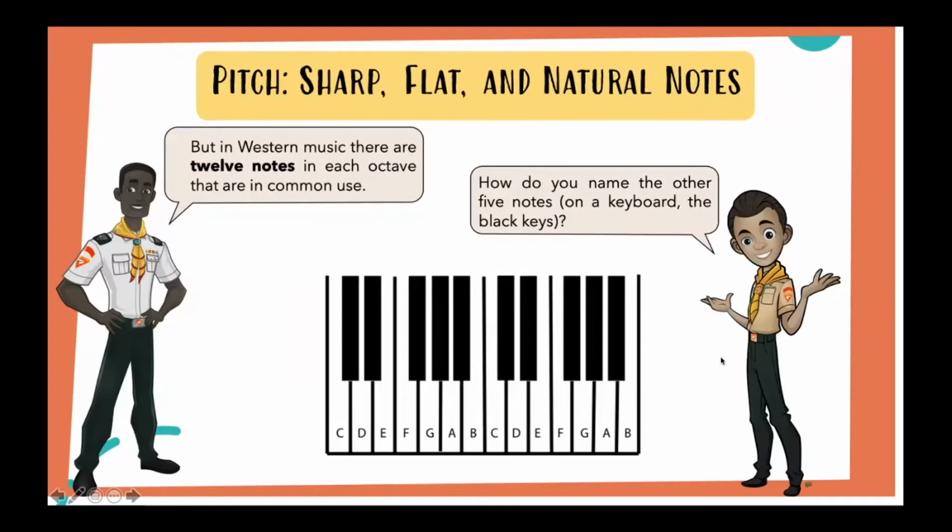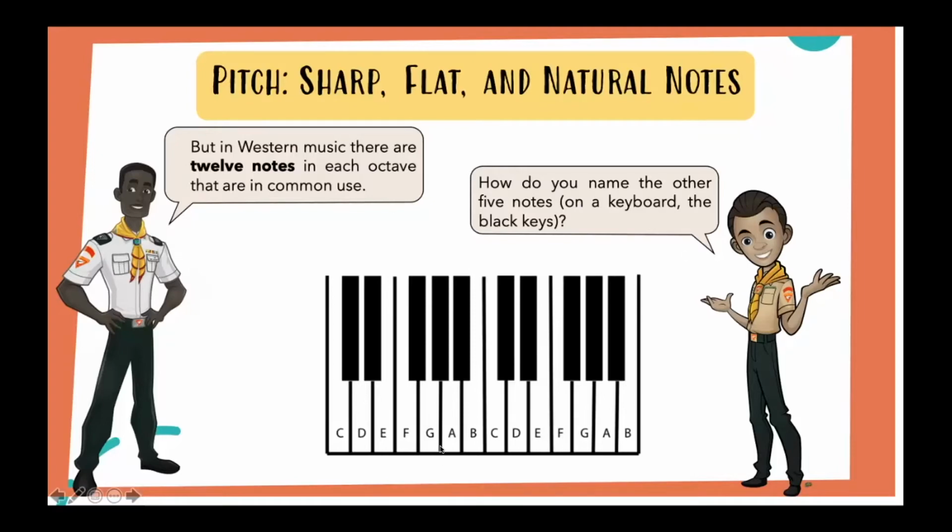Actually, we have only played the white notes, but we have the black notes as well. So there are not only 7 notes in Western music, there are actually 12 notes, because we have 7 white keys and we have 5 black keys. And our Pathfinder here is asking, how do you name the other 5 notes, the black keys? How do we name them?